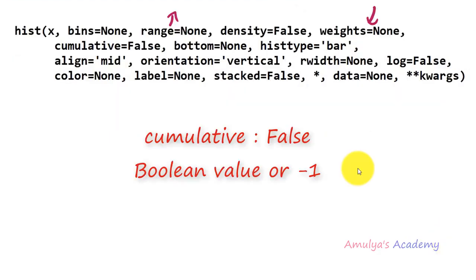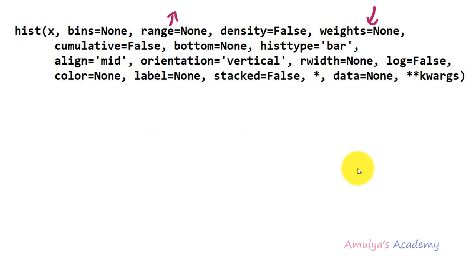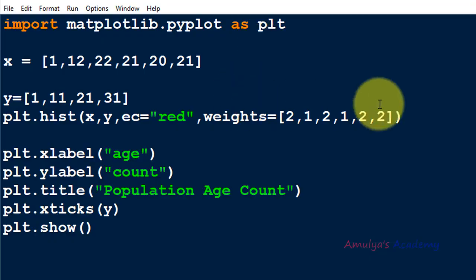And next parameter is cumulative. You can take boolean value or -1. Default is false. If it is true, then a histogram is computed where each bin gives the counts in that bin plus all the bin for smaller value. The last bin gives the total number of data points. So here what it will do is, it will give the bin count plus the count of the smaller bin. So I'll show you the example.